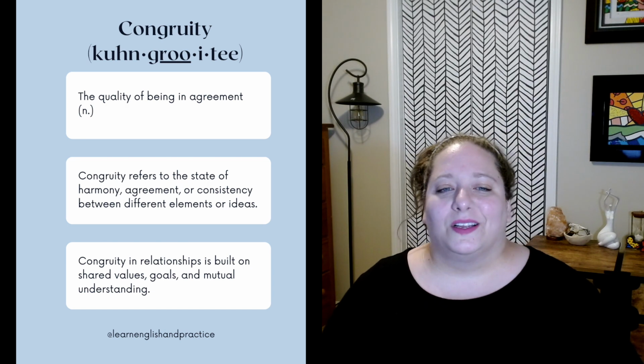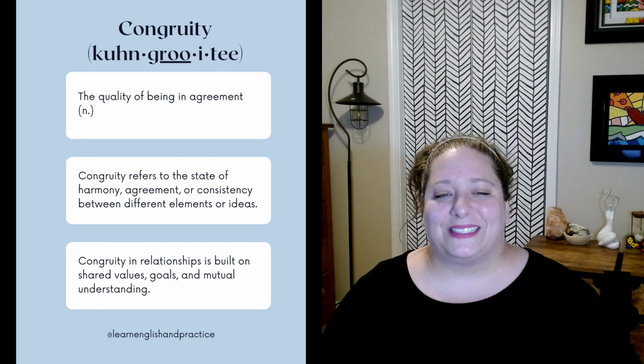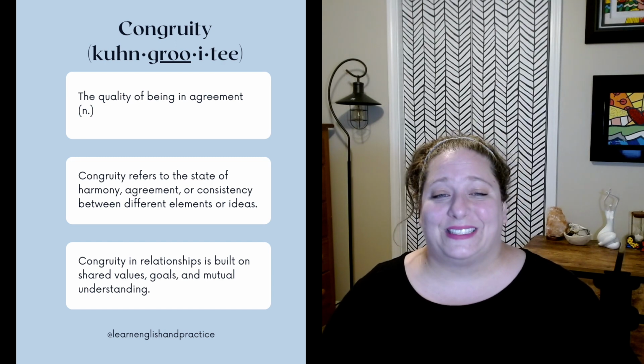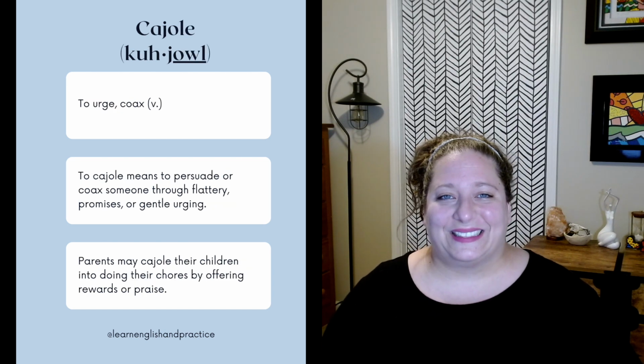Examples here are: congruity refers to the state of harmony, agreement, or consistency between different elements or ideas. Congruity in relationships is built on shared values, goals, and mutual understanding.